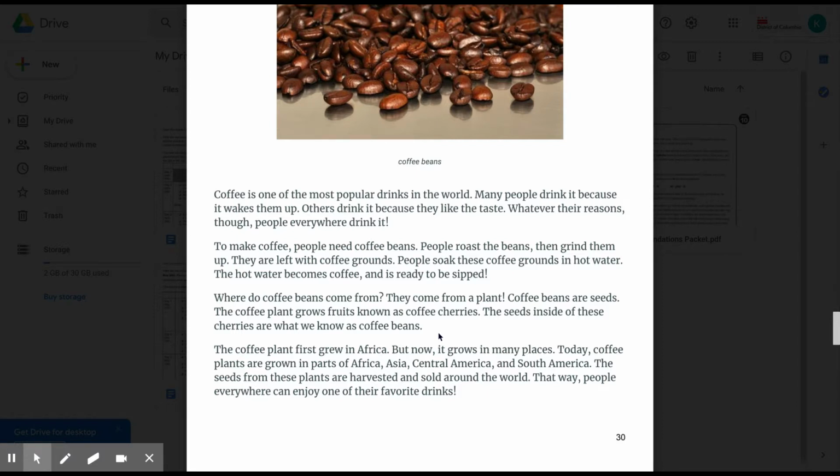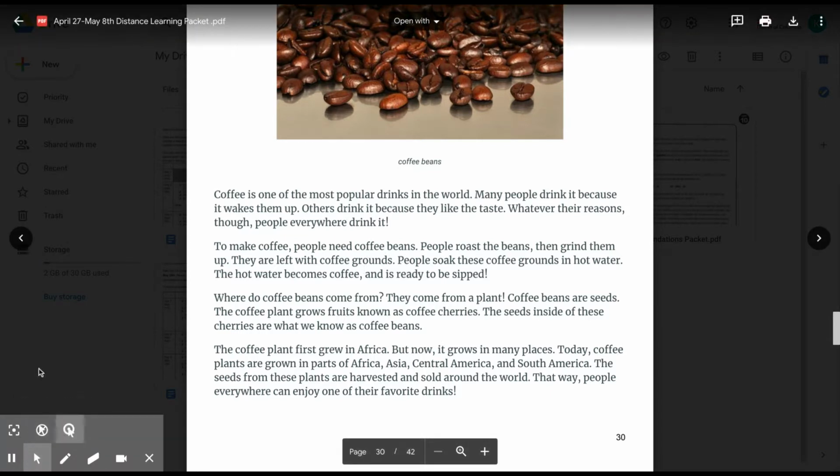To make coffee, people need coffee beans. People roast the beans, then grind them up. They are left with coffee grounds. People soak these coffee grounds in hot water. The hot water becomes coffee, and it is ready to be sipped.